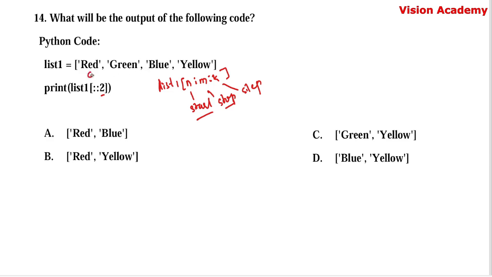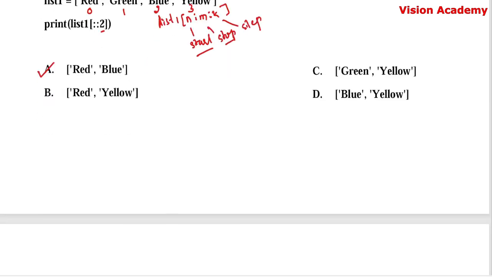So here index numbers 0, 1, 2 and 3 respectively. So it has to start from 0. It has to go till the end of the given list, but it has to jump 2 steps every time. So first red will be printed, it is going to jump, meaning green will be skipped, then blue will be printed, then it is going to jump to the next color, but we don't have any other color over here. Hence red, blue will be displayed, hence option A is the right answer.